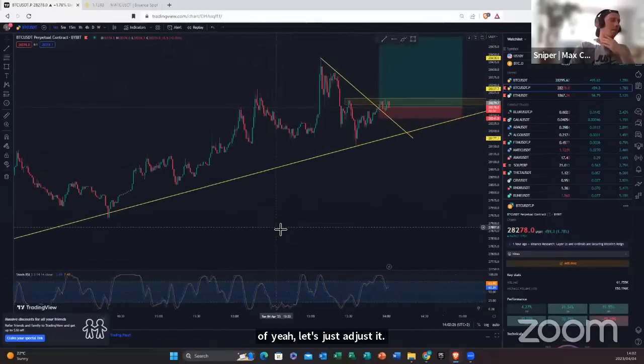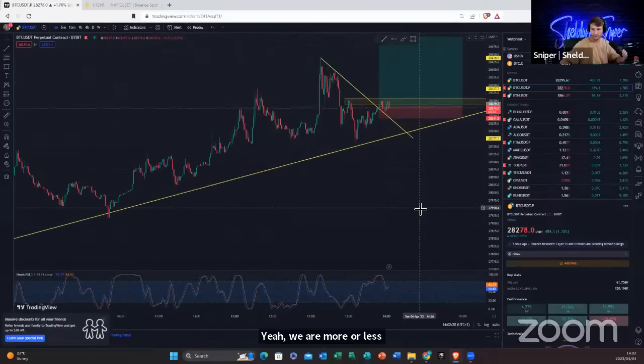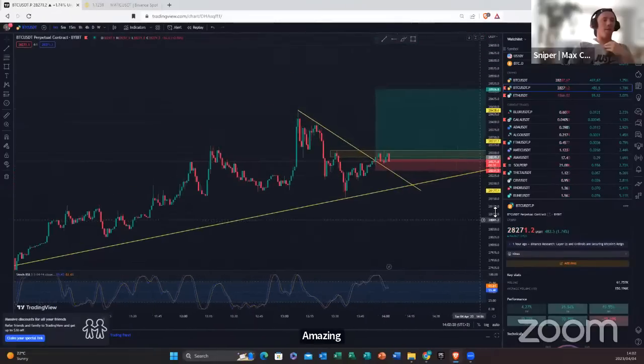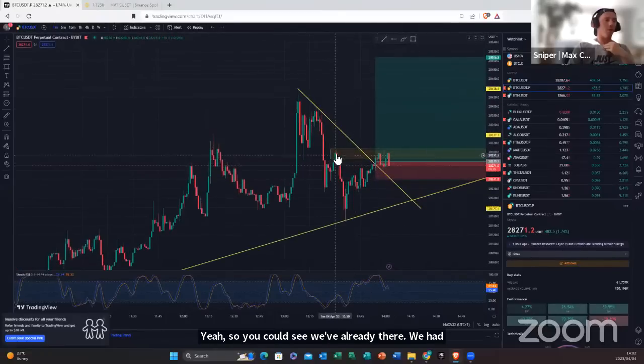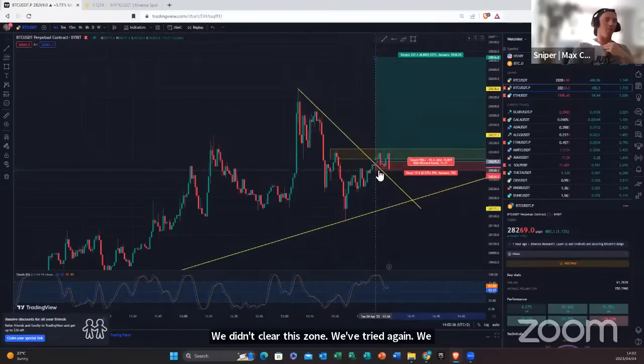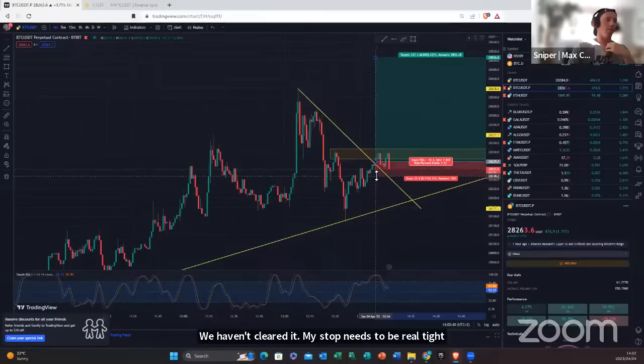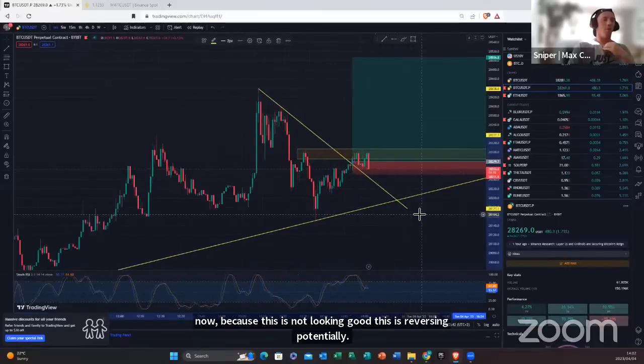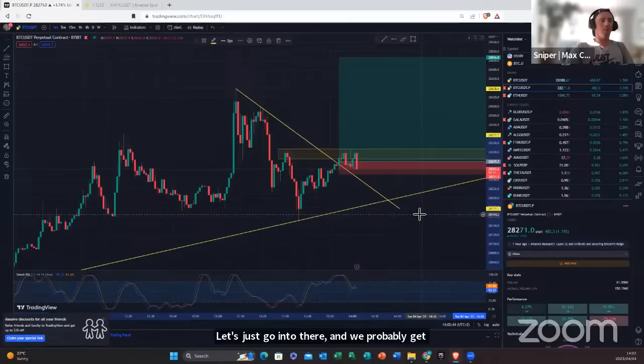Yeah, more or less. Amazing. Okay, so you can see we've already there. We had our retest. We didn't clear this zone. We've tried again. We haven't cleared it. My stop needs to be real tight now because this is not looking good. This is reversing potentially. Let's just go under there. And we're probably going to take a hit here, but it's all cool.